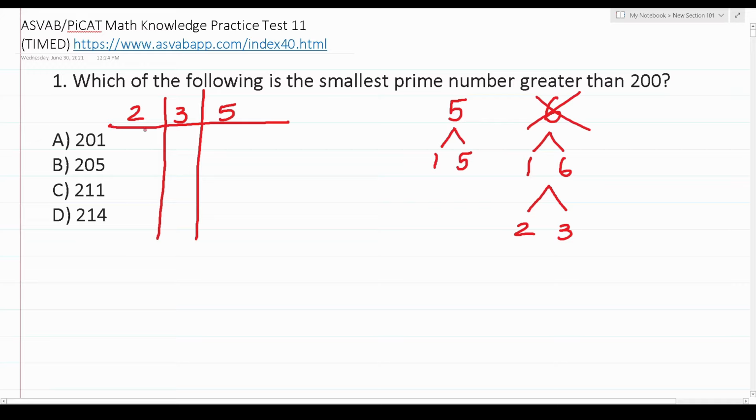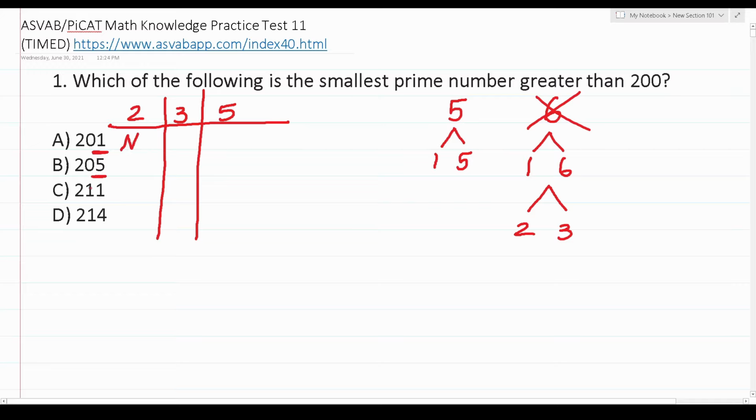All right? So as far as the divisibility rule for 2 goes, what you want to do is look at the last digit in a number. So the last digit in 201 is right here. It's 1. And if the last digit in a number is even, then the number is going to be divisible by 2. 1 in this case is odd. So I know 201 is not divisible by 2.